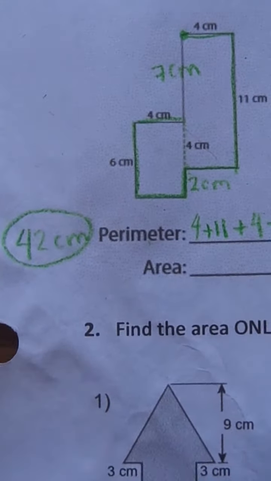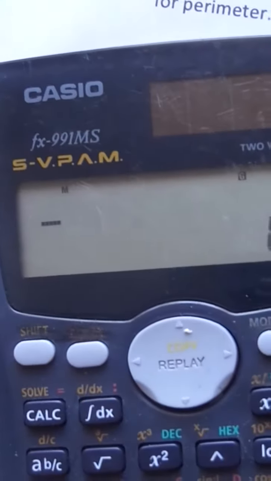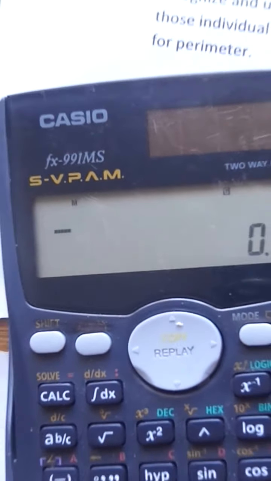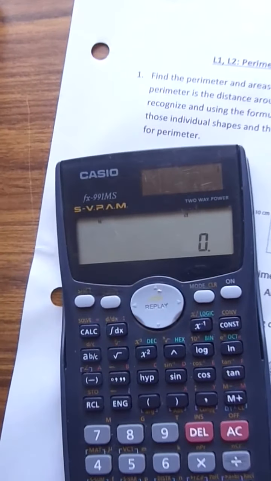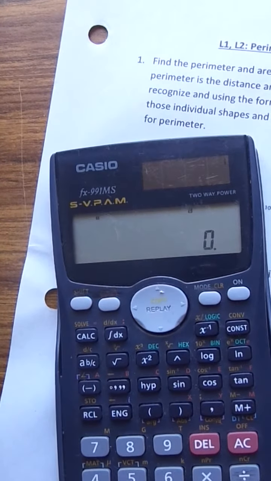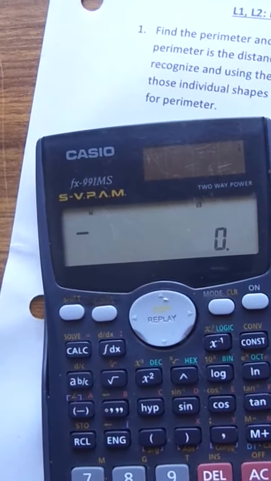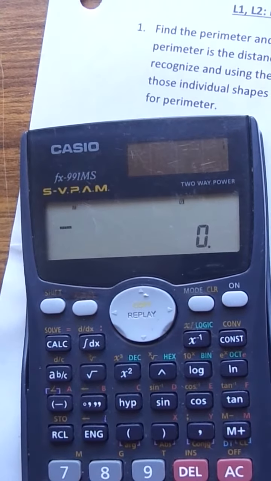Now, as a side note, I don't know if you can see this calculator. Let me zoom out a little bit. This Casio calculator I've had since high school myself. It is a very trusty calculator in the sense that everything is intuitive.